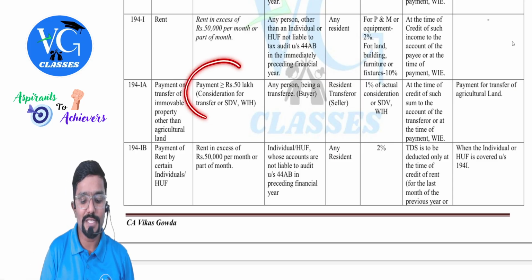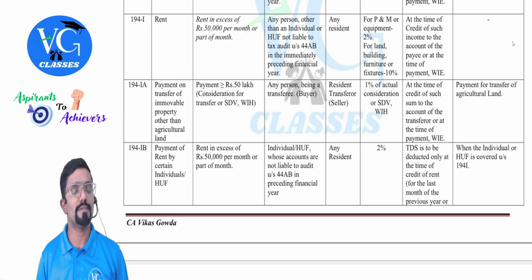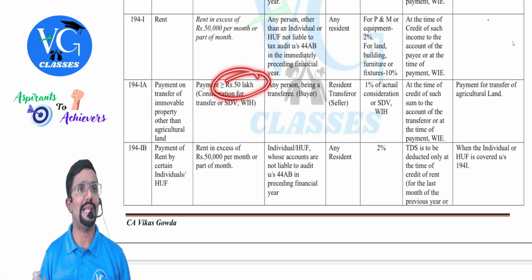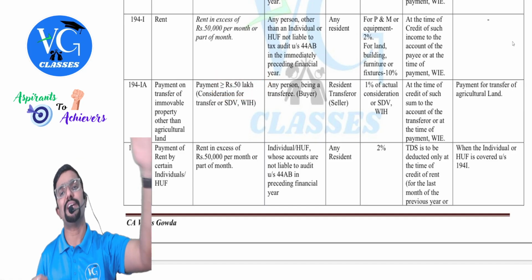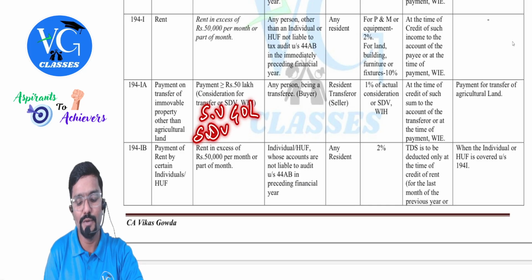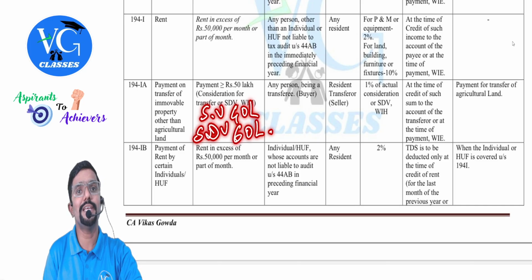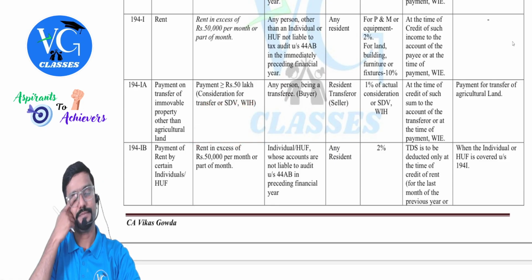Okay. Sir, what is the threshold limit? If the sale consideration or stamp duty value is more than or equal to 50 lakh. Sir, what should I take? Sale consideration or stamp duty value, whichever is higher. For example, assume the sale value is 40 lakh, but the stamp duty value is 60 lakh. Whichever is higher is how much, guys? 60 lakh. Is 60 lakh more than 50 lakh? Yes. Should we deduct TDS? Yes. TDS has to be deducted.